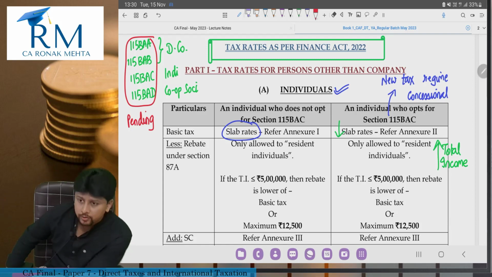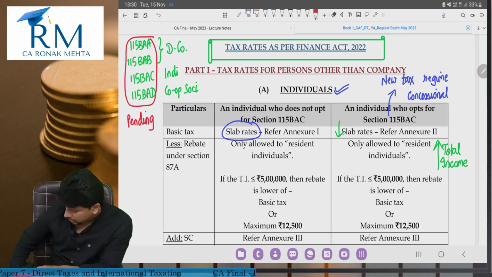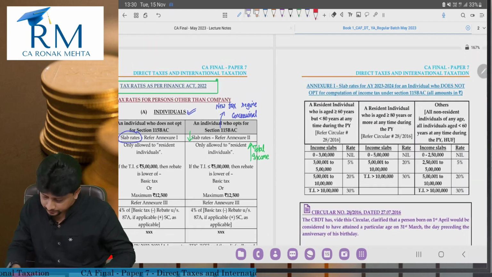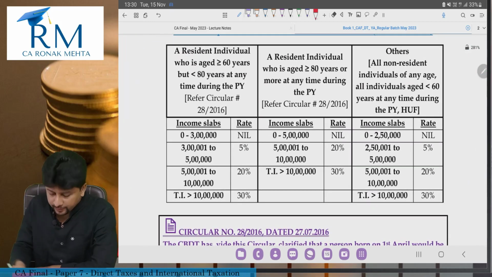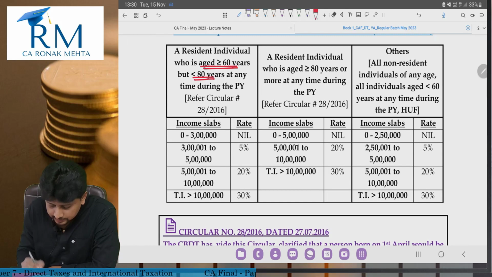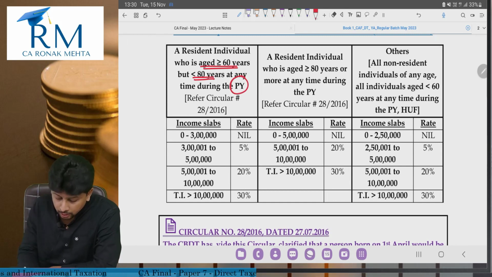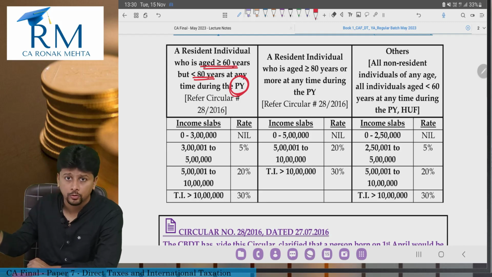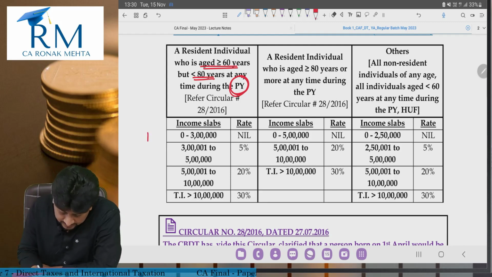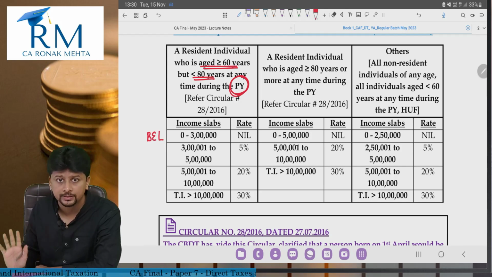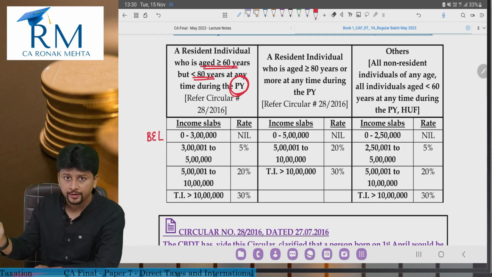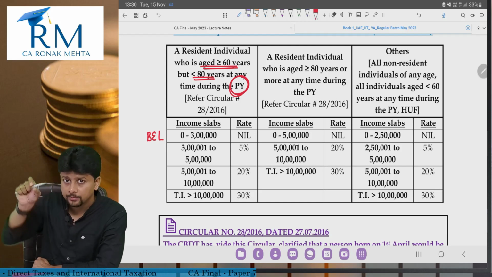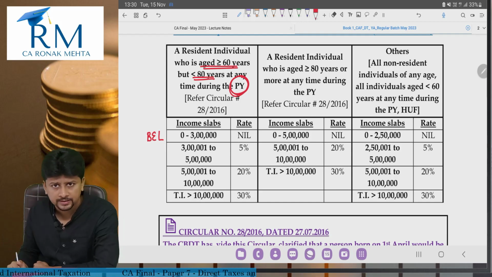So if you are an individual, you are going to pay tax according to slab rates. What are my slab rates? If I am 60 years or more but less than 80 years at any time during the previous year, not assessment year, previous year, so when I am earning income, I have a basic exemption limit of 3 lakhs, no tax up to 3 lakhs. Then from 3 lakh to 5 lakh, 5% tax rate. From 5 lakh to 10 lakh, 20% on that income, and income above 10 lakhs, 30%.